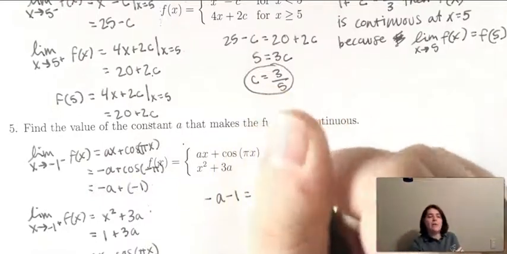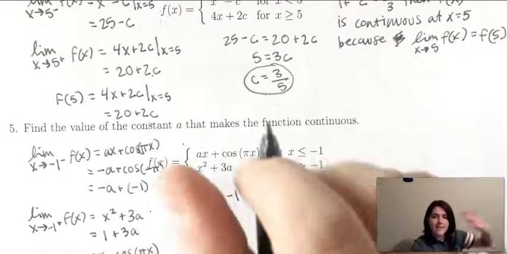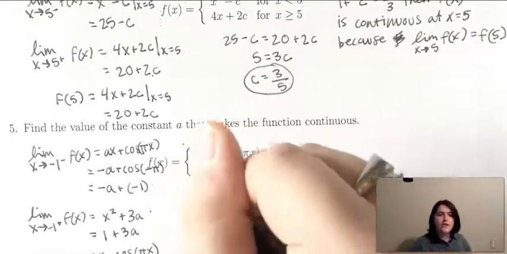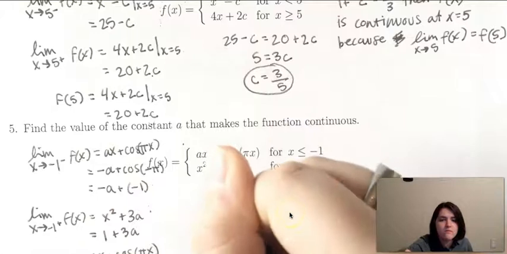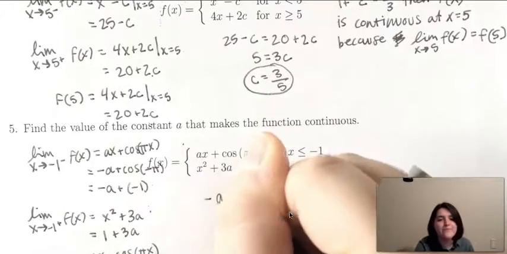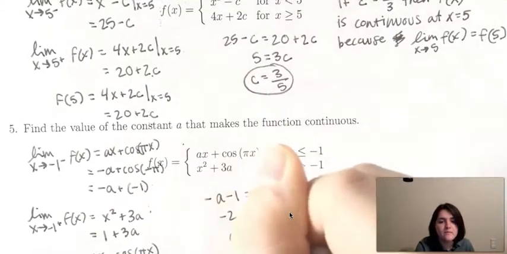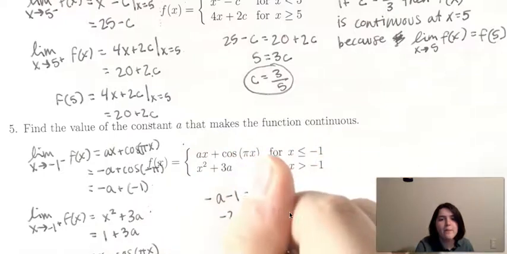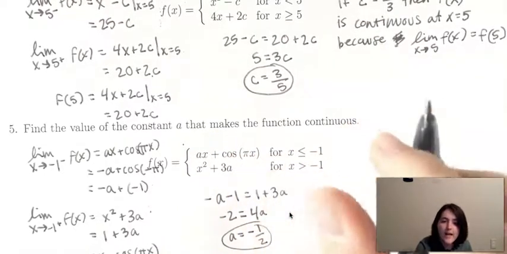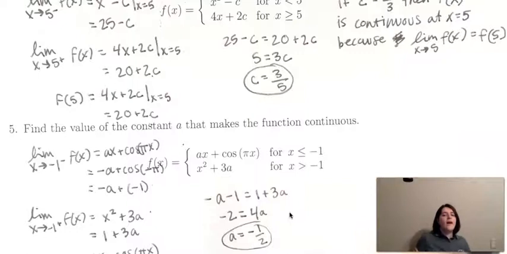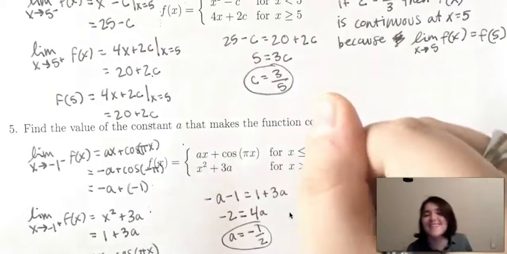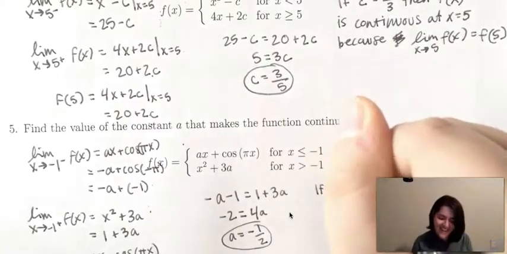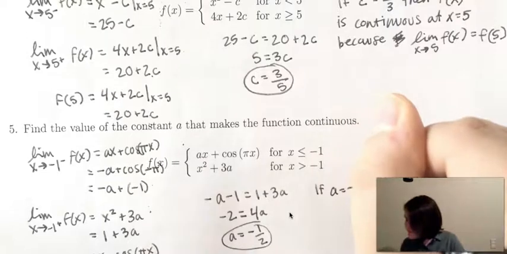Okay, now, again, we want to make sure our left limit is equal to our right limit. So we're setting these equal to each other, and we're solving for a. So -1 minus 1 equals 1 plus 3a, -2 equals 4a, a equals -1/2. And yay, we did the dividing correctly this time. Yay. And then we're going to write our sentence.